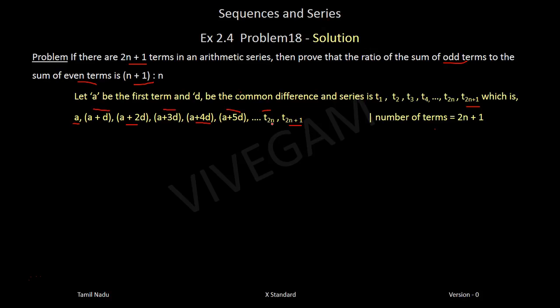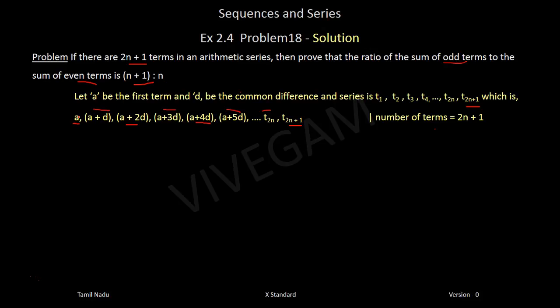2n will always be even. Put n equal to 2, it will be 4. When you put n equal to 3, it will be 6. So the ones marked above are all even terms, and the ones marked below are all odd terms. What they say is that the sum of all the odd terms divided by the sum of the even terms is n plus 1 divided by n. That is what they are asking us to prove.